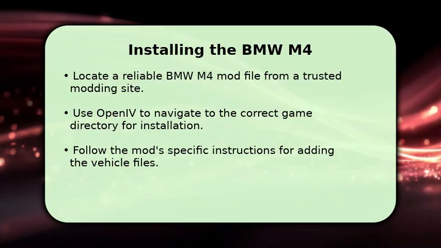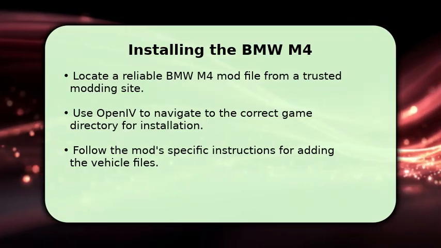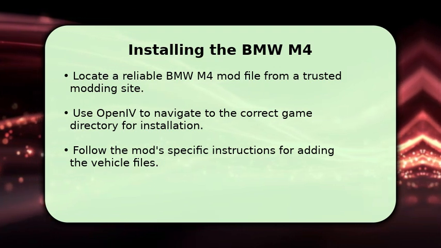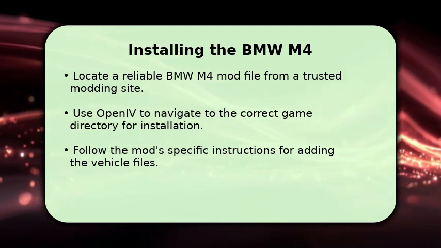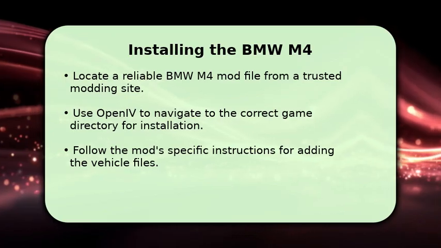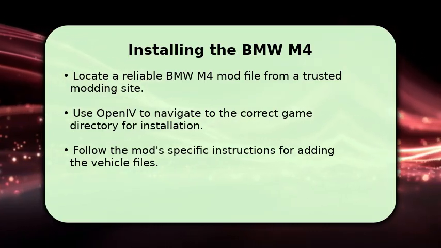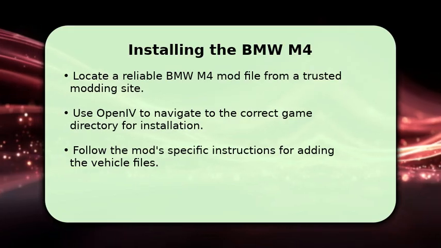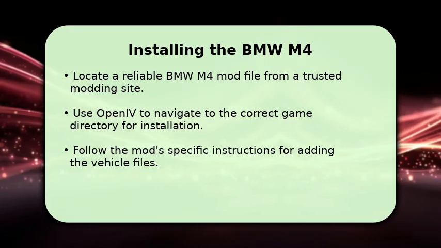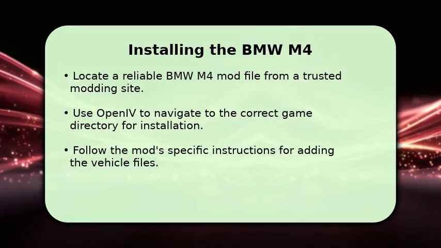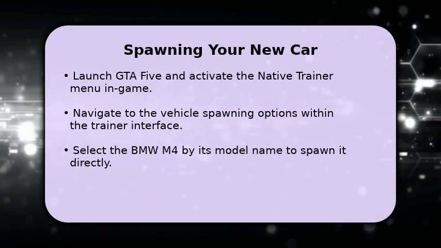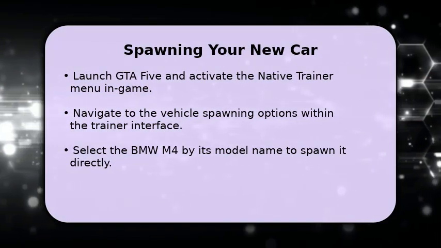Once your tools are ready, find a reputable BMW M4 mod file from a trusted GTA 5 modding website. These files typically come with clear installation instructions. Open OpenRoman4 and navigate to the specified game path, usually within the Update folder, to replace or add the vehicle files. Carefully follow the mod's README file, as each mod might have slightly different steps for successful integration into your game. With the mod installed, launch GTA 5.